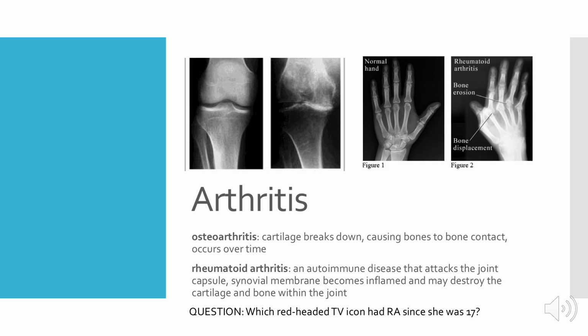So rheumatoid arthritis, on the other hand, is an autoimmune disease that attacks the joint capsules. The capsule encloses all joint parts, and this synovial membrane becomes inflamed and swells and may actually destroy the cartilage and bone within the joint. Now, if you notice on the right side, the last photo there, the bone deterioration. And throughout this presentation, I will refer to osteoarthritis as OA and rheumatoid arthritis as RA, just to differentiate.